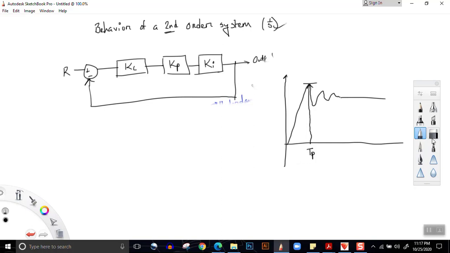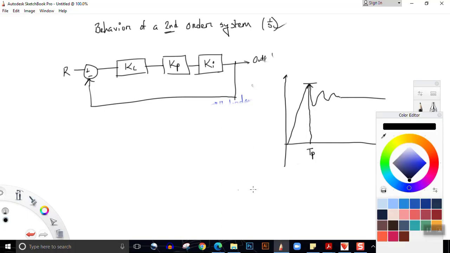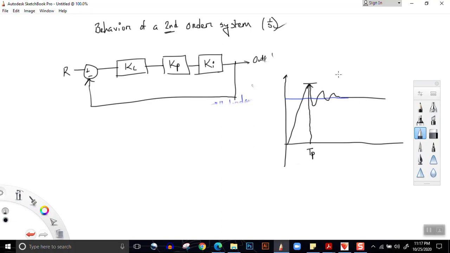Now, in this system, let us suppose that this is our input. That is, the blue line over here is our input and the black is output. So the time needed to reach the peak is peak time, and the time at which the output crosses the input for the first time is called the rise time, TR. This is the rise time. And there is another phenomenon called overshoot.